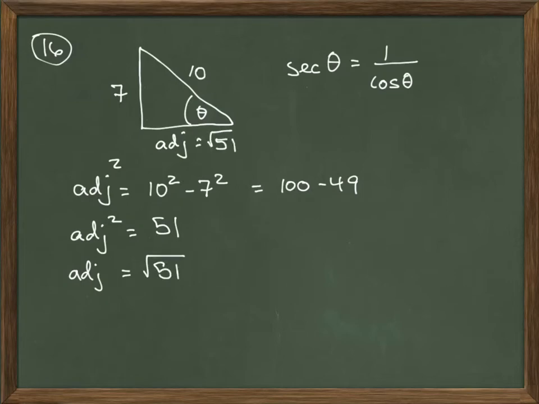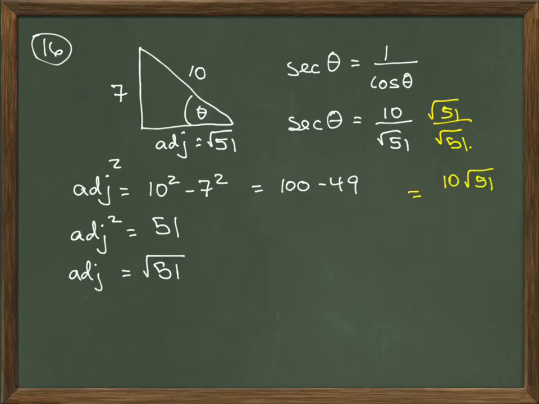Square root of 51. So the secant of theta would be 1 over cosine or hypotenuse, which is 10 divided by square root of 51. So now you want to rationalize the denominator, multiply by square root of 51. We get 10 square root of 51 over 51, and that is A in this case. So here A is the correct answer.